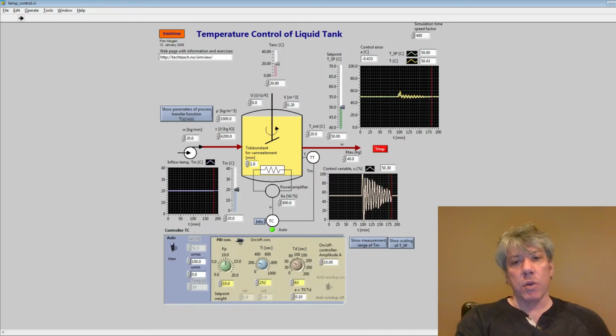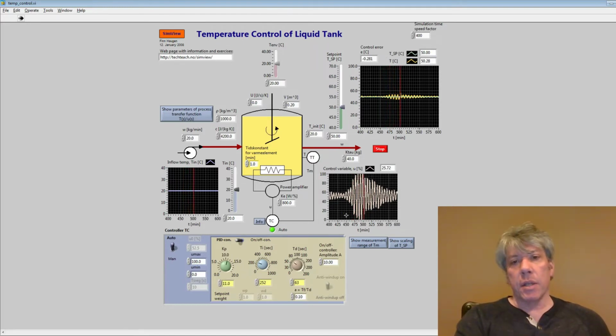You can see that the control variable started out with large amplitude and is decreasing in amplitude. In fact, it looks like these are going to die out, so I'm going to crank up my proportional gain. And notice I still have some oscillation. That oscillation is now growing. So now I'm going to go down to 11 or so.